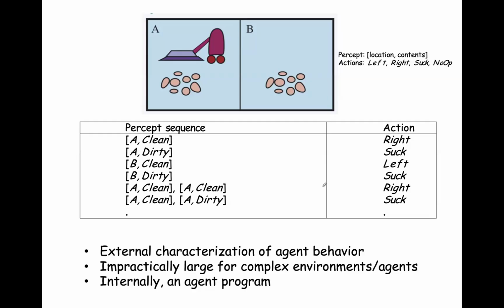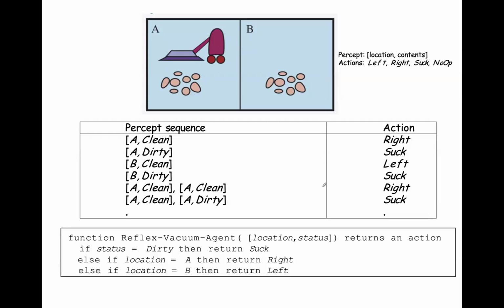All right. And so this is a table form that implements a function. It's a mapping between a percept sequence, P star, and an action. But we can certainly implement a function, and there's some pseudocode from the book called the reflex vacuum agent. There's no deliberation happening here. It's just matching percept sequences with actions.